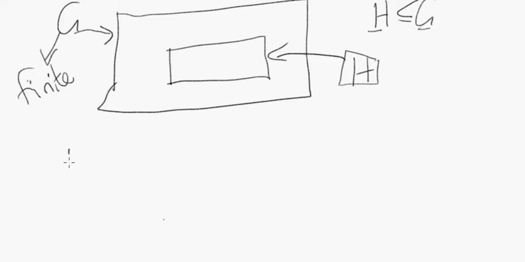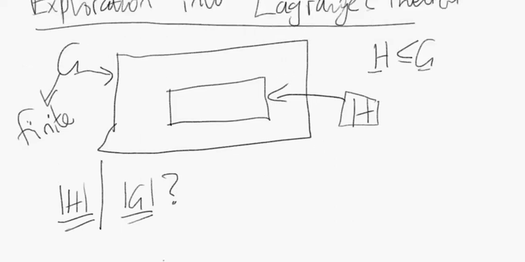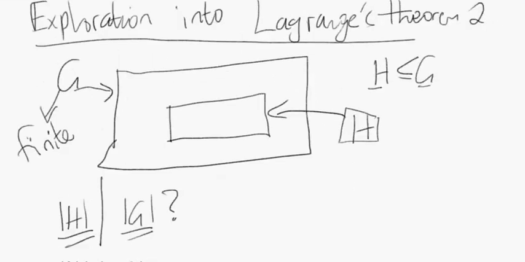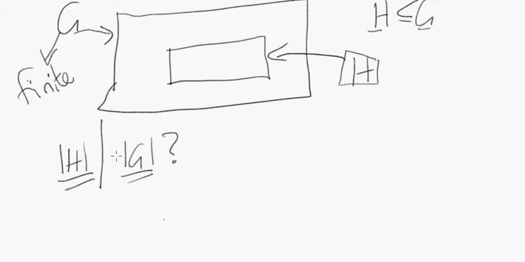So the question becomes, if we consider the order of H and the order of G, what's the relationship between them? In particular, does the order of H divide the order of G necessarily? That's the question. Is this true? And this is really what Lagrange's theorem is all about. In the first exploration of this theorem, we were still trying to establish this question, right?